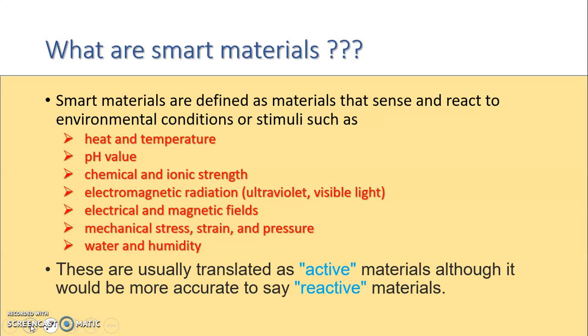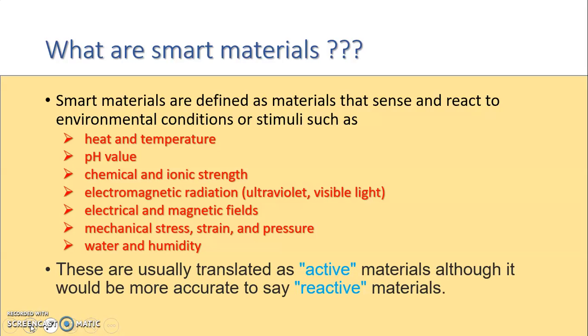We can define smart materials in another way. They are materials that sense and react to environmental conditions or stimuli such as heat and temperature, that is thermal changes. Then pH values, that is by introducing some pH changes in the solution, the material can respond to that. Then chemical and ionic strength, then electromagnetic radiation, normally ultraviolet or visible light, where we expose the material to ultraviolet or visible light and it gives some sort of response. Then electrical and magnetic fields, mechanical stress, strain and pressure, then water and humidity. All these can change some of the properties or shape of the material. Such materials are called smart materials.